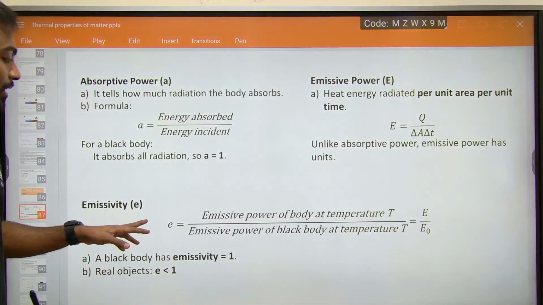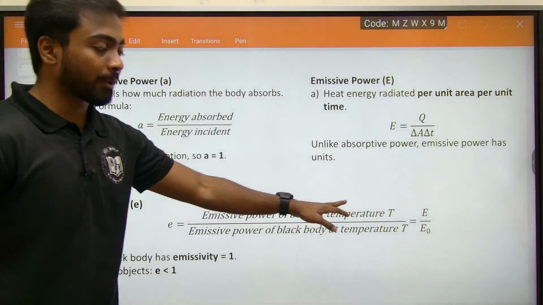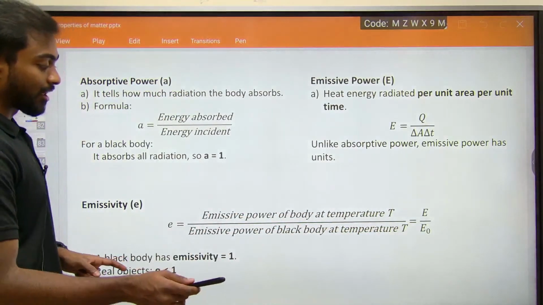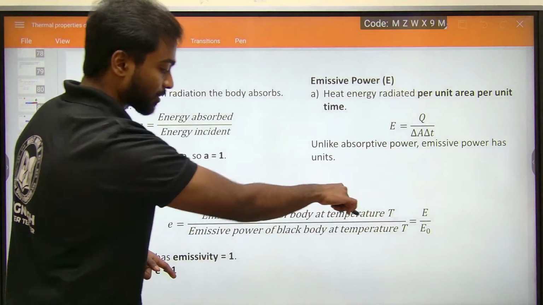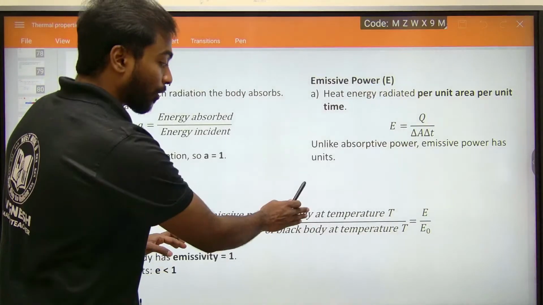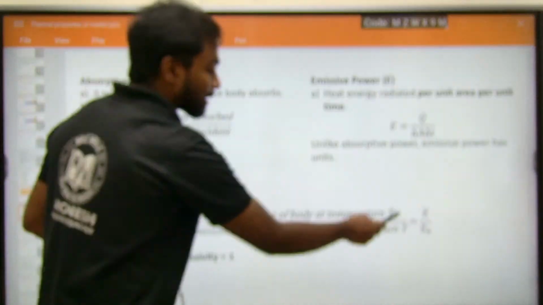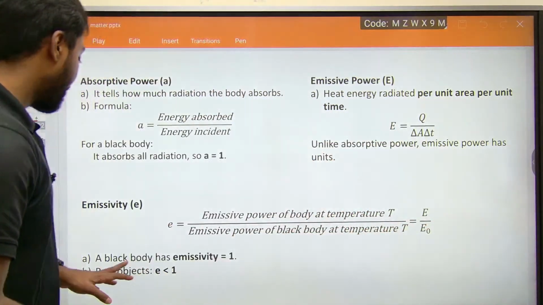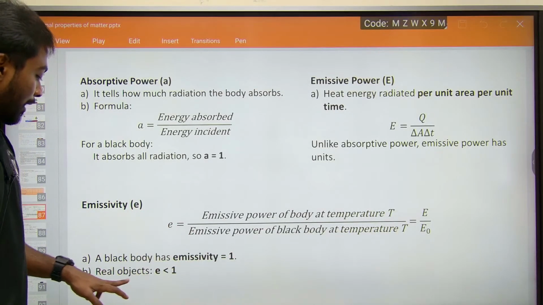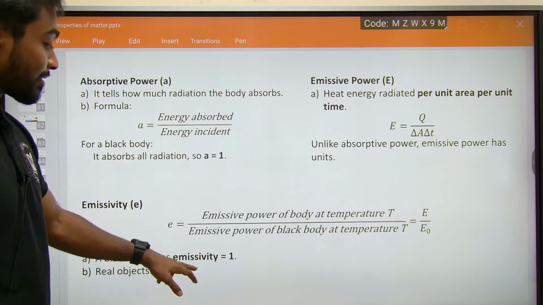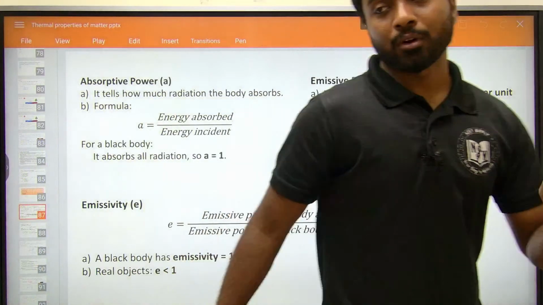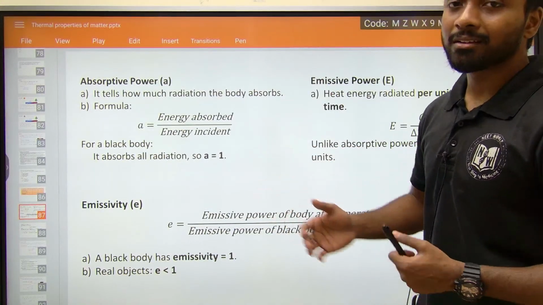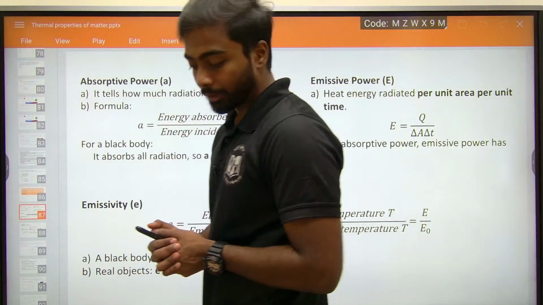Emissivity is the emissive power of a body at temperature T divided by the emissive power of a black body at the same temperature T. So remember carefully, it is E by E naught, where E naught is for the black body. For a black body, emissivity is 1, and for a real object, emissivity is less than 1. These are the important formulas in the radiation part, and we'll see some more formulas and problems. Take a note of this.